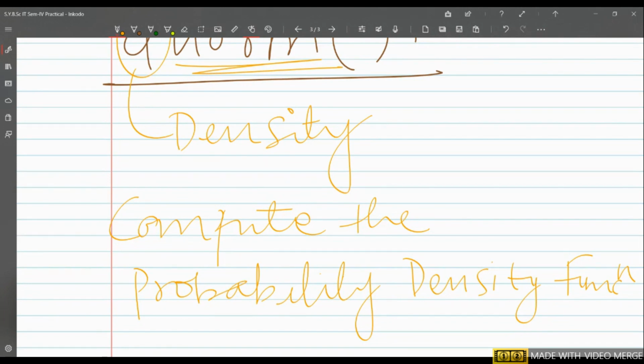Suppose we have a data set of 10 numbers, and within that, if I randomly select any number, what is the probability of this number? So the probability of any number within the range of the normal distribution, or within the data set of normally distributed data, can be computed by the dnorm function. And the next function is pnorm.